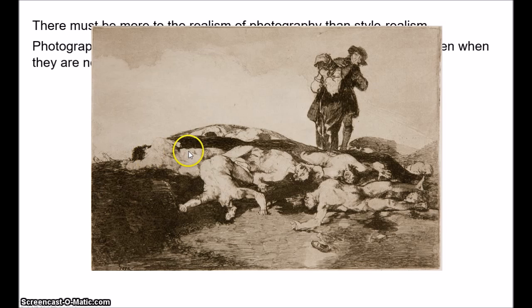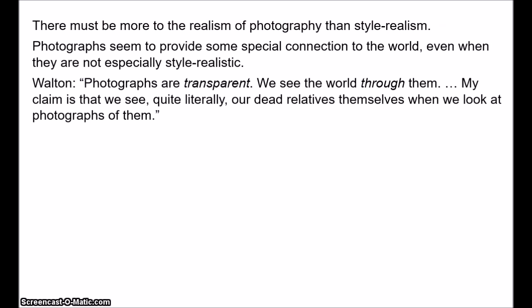Now, Walton suggests that this kind of realism is explained by what he calls the transparency of photography. This is the claim that when we look at a photograph, we directly see the objects and events depicted. We see through the photograph to the events themselves. When you look at that early photograph of the view from the window, you are literally seeing out that window. So, as Walton says, photographs are transparent. We see the world through them.